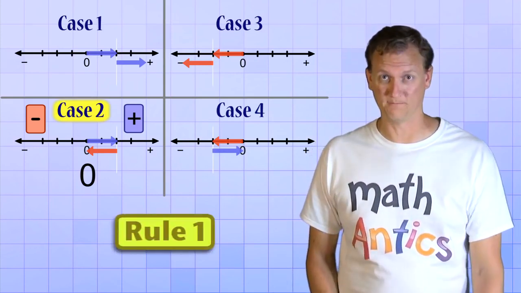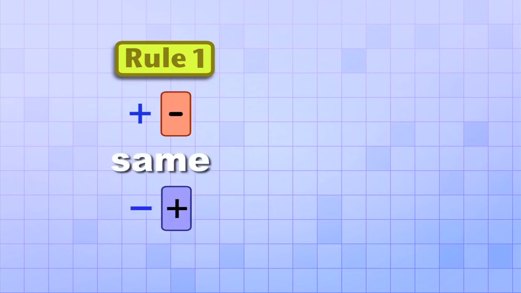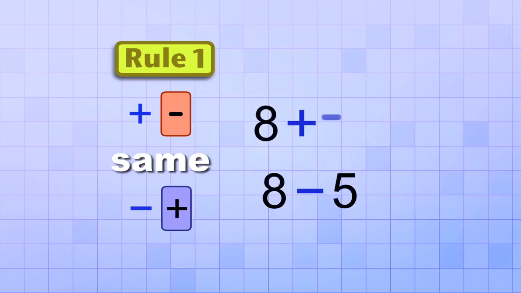to rule number 1. Rule number 1 says that adding a negative is really the same as subtracting a positive. And that means our original subtraction problem, 8 minus 5, could have been written like this instead. 8 plus negative 5. But either way it's written, you're starting with a positive and making it more negative.